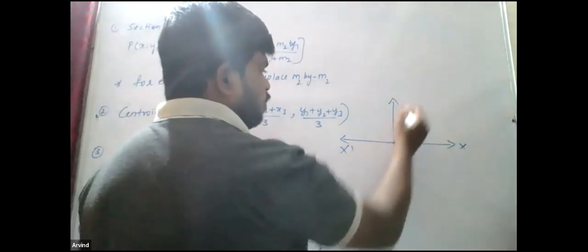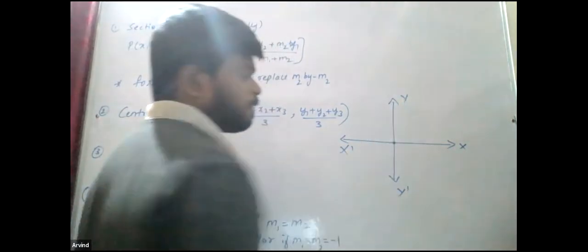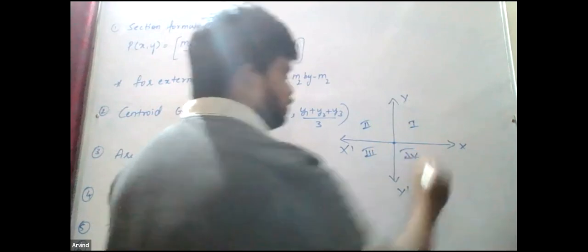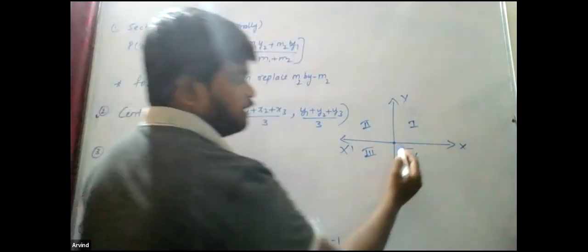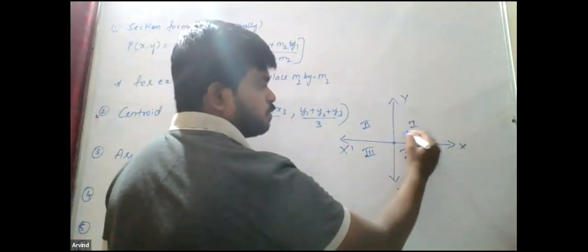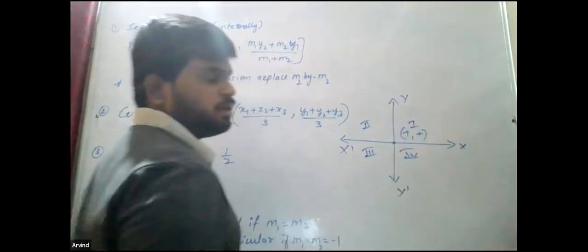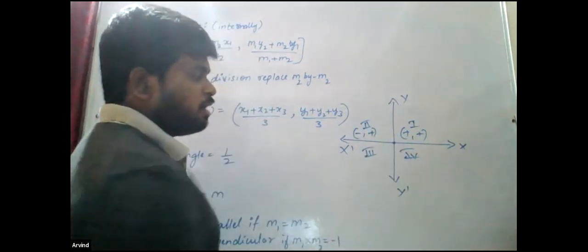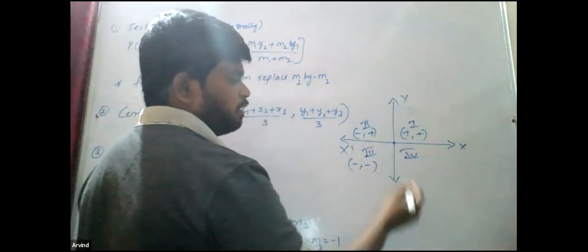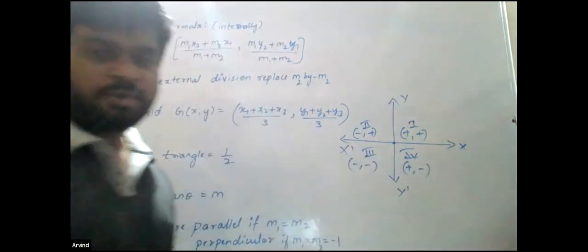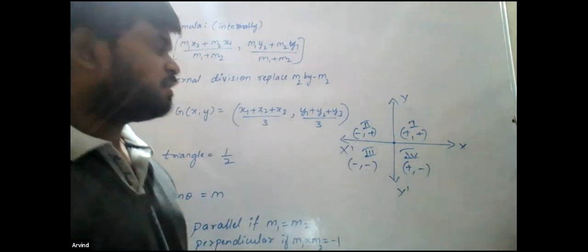I hope you know all this stuff. Now this is the first quadrant, second, third, fourth. In the first quadrant, both x and y are positive. In the second quadrant, x is negative, y is positive. In the third quadrant, both are negative. In the fourth quadrant, x is positive, y is negative. These are basic things you would have learned in your 10th standard itself.